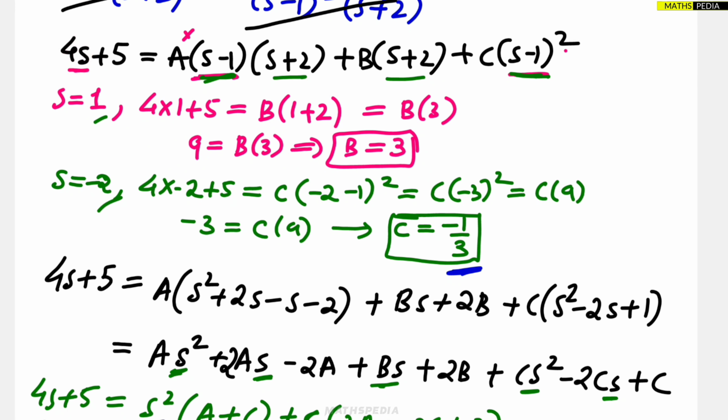Okay, now I'll write all the values we have got. The value of a we got as 1 by 3, so 1 by 3 divided by s minus 1, next plus b divided by (s minus 1) square, where the b value we got as 3. So it is 3 divided by s minus 1 square, plus c divided by s plus 2. The c value is minus 1 by 3, so minus 1 by 3 divided by s plus 2.